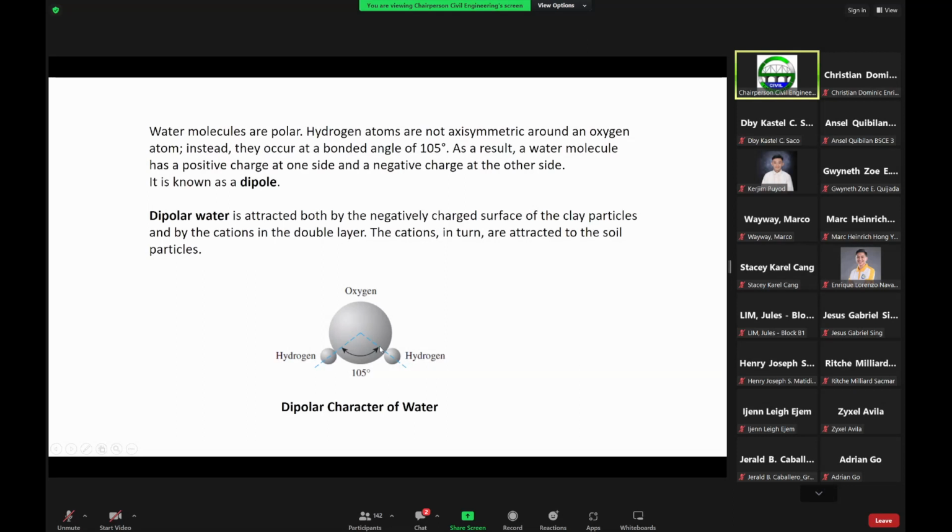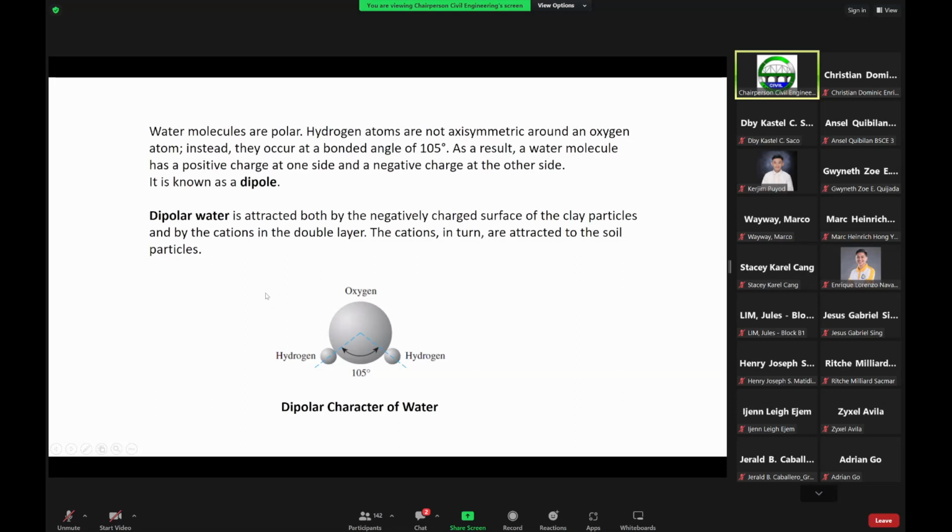As a result, a water molecule has a positive charge at one side and a negative charge at the other side, which is known as a dipole. For example, here you have one oxygen and two hydrogen atoms. That's why it's called H2O.